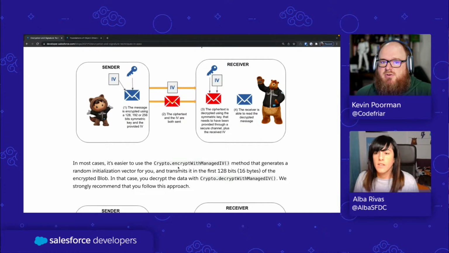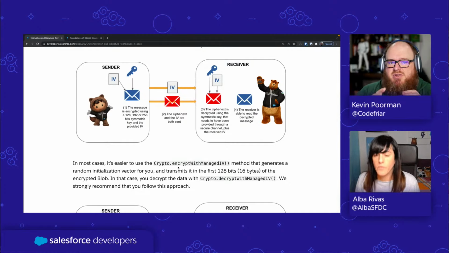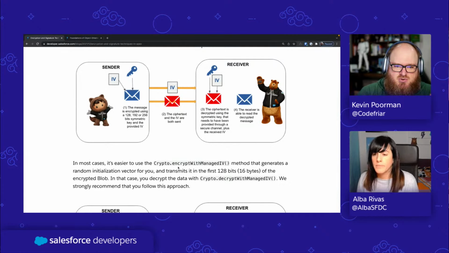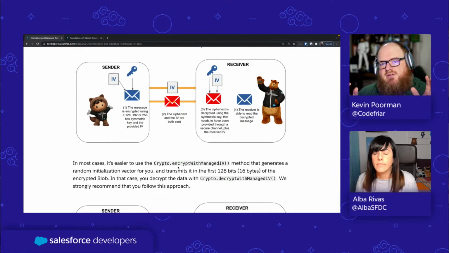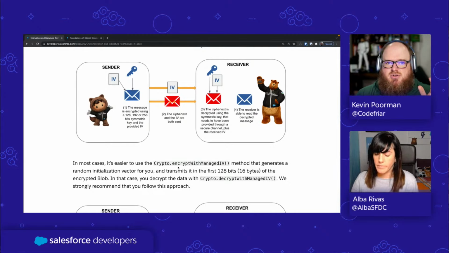Right. Now, Alba, you said the word symmetric. For those of you who've never heard that before, symmetric encryption is where the key used to encrypt the message is also the key used to decrypt it. And when you have asymmetric encryption, the key used to encrypt it can't do anything but encrypt things. You have to have a different key, a decryption key, in order to decrypt it. Typically those are public and private key pairs, so you may hear that phrase thrown around. But AES is a symmetric algorithm.